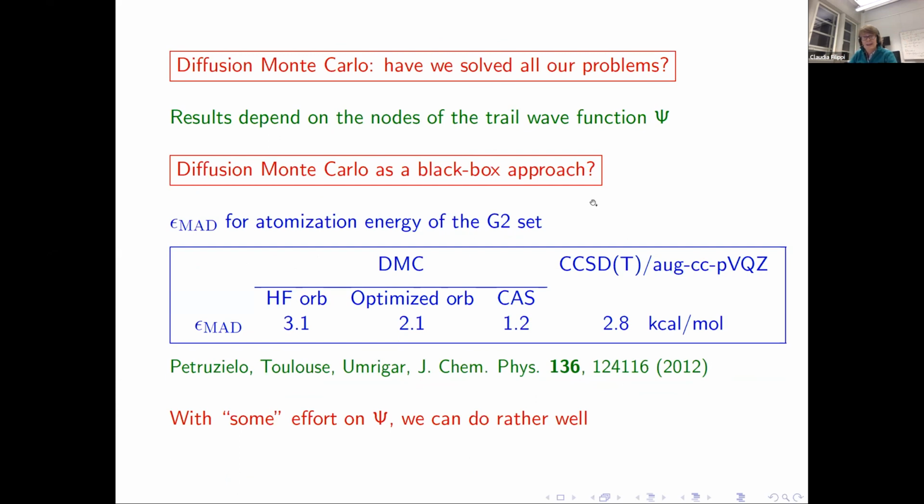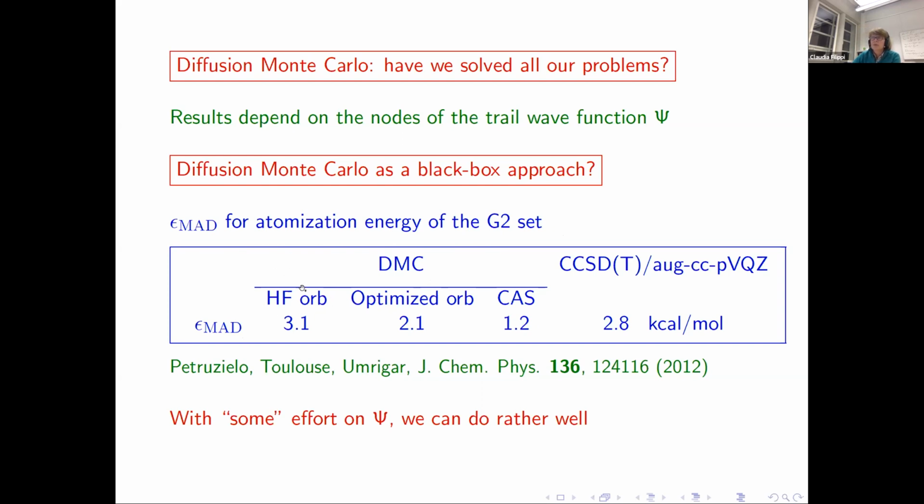Okay, so here I'm going to try to answer the question. There are some positive answers and some situations where you need to do a bit more work. So this is some a bit old work on the atomization energy for the G2 sets by Petruzziello, Toulouse, and Umrigar. And what I'm showing here is the mean average deviation for the atomization energy on this set of molecules. So these are diffusion Monte Carlo calculations for different wave functions.